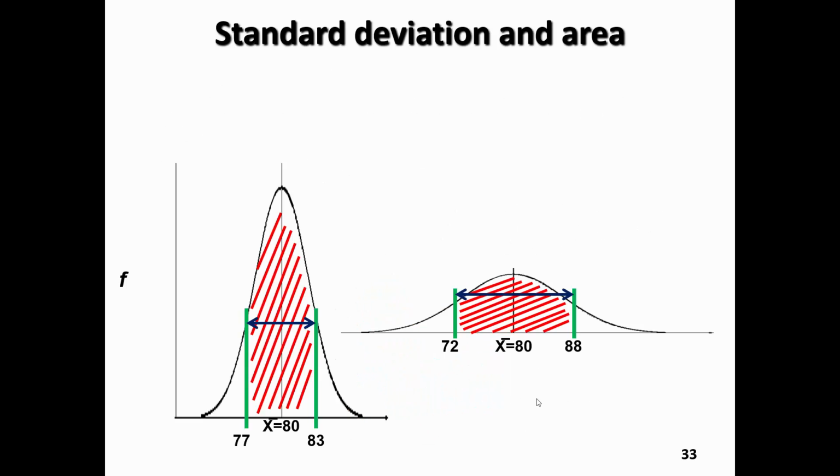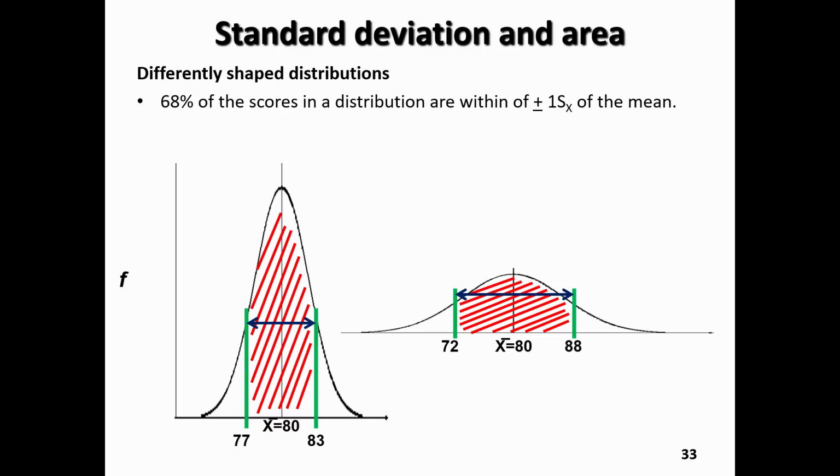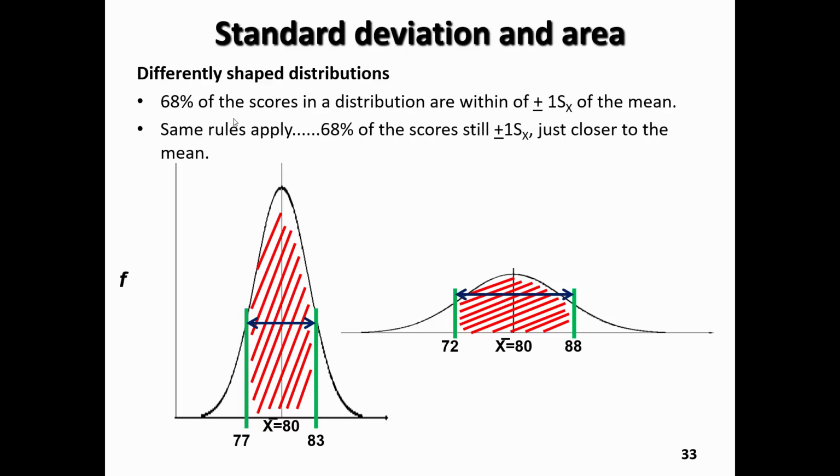The next question is, how does the shape affect the standard deviation? Because the standard deviation would still be calculated the same way, the plus minus one standard deviation would still capture approximately 68% of the scores in that distribution. So the same rules apply here, where about 68% of the scores are still plus minus one standard deviation.